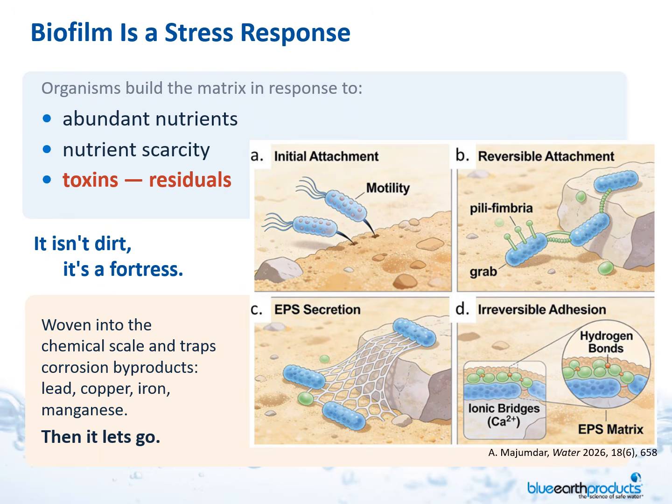Biofilm is a way for these microbes to protect themselves, and there's a variety of reasons why they form, but they also form specifically to protect themselves from a chlorine residual, from the toxins. And they pull together not only organic materials, but also the chemical scale, the iron, the lead, the copper, the manganese. And then when there's disruption, they let them go in the form of particulates.